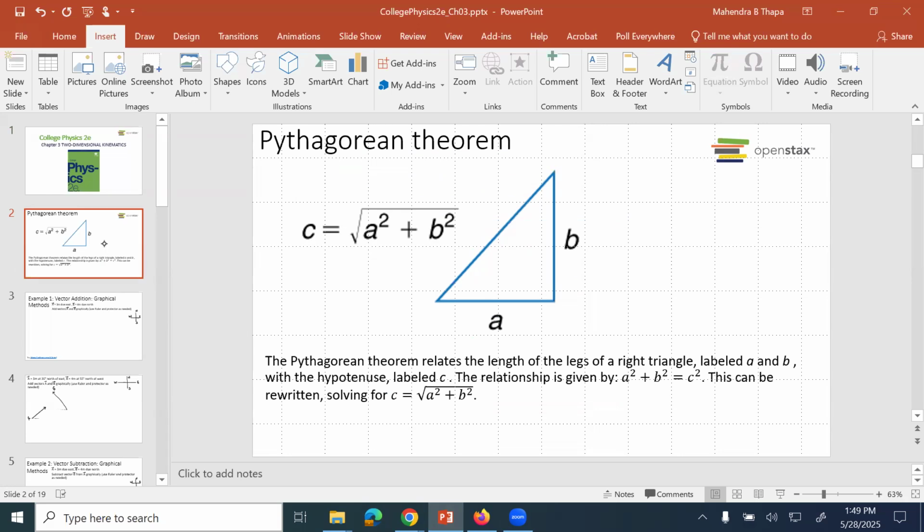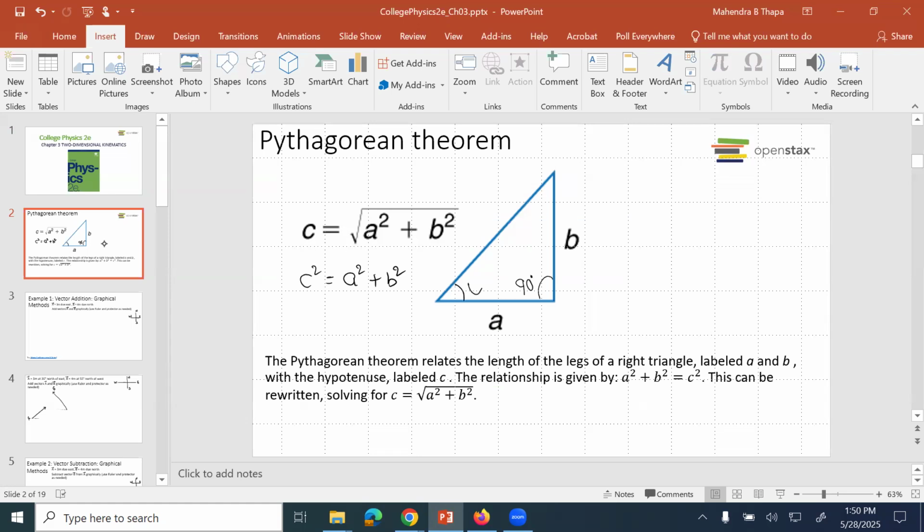the sides of the triangle are A, B, and C. If this angle is perpendicular, then we can write C equals the square root of A squared plus B squared. So basically it is C squared equals A squared plus B squared. Let us do some of the trick over here.